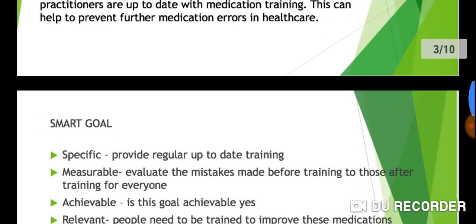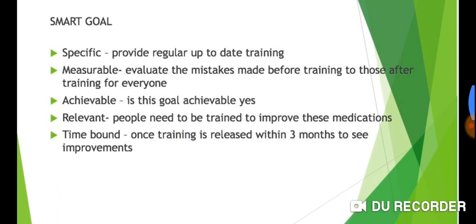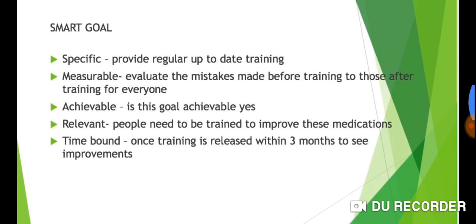So our SMART goal, specific. This goal is specific as we want to provide regular up-to-date training, so this can decrease the amount of errors. This can be measured by comparing the amount of mistakes made before training to those after training.